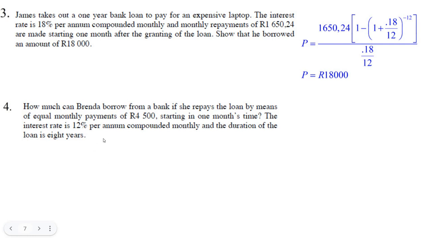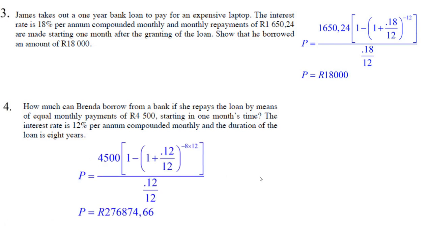It's kind of straightforward. How much would Brenda have to borrow from the bank if she repays the loan by this payment starting in 1 month's time, at 12%, compounded monthly, but the duration is 8 years? Well, that's 8 times 12. All we do is just put it into the formula. There's the payments, there's the interest, there's the 8 times 12. You just put it in, and you'll get this 27,000.